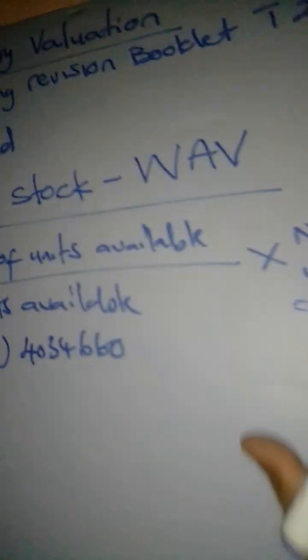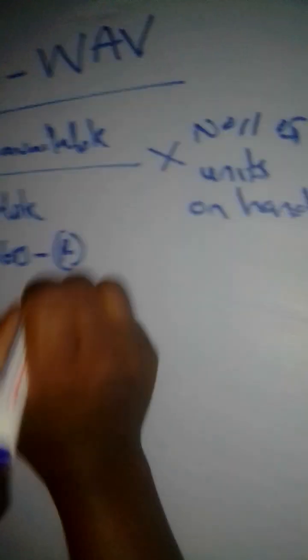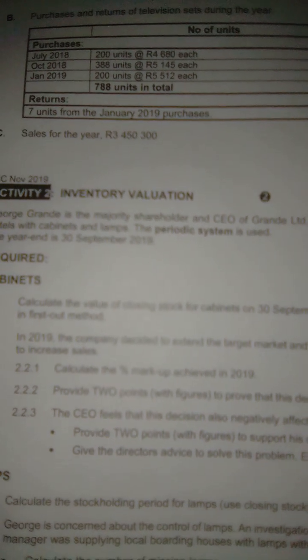What else do we have from table B? We are also given returns. How do we deal with returns? The returns are going to decrease the value of the units that are available, so we say minus the returns. How many items were returned? There were 7 units that were returned in January 2019. What was the price of each unit? 5,512 times 7.